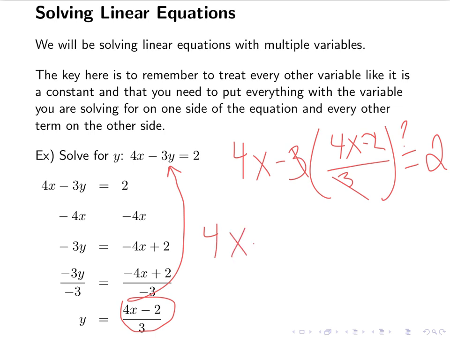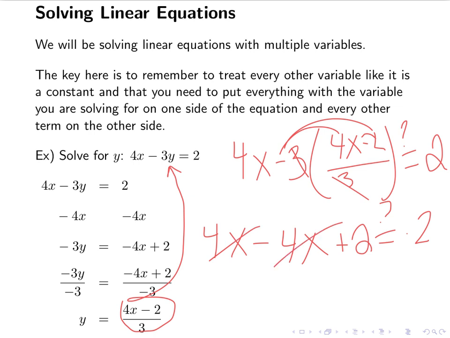So I'm going to have 4x minus (4x minus 2). And then remember that negative sign needs to distribute. So negative 4x and then minus negative 2 becomes plus 2. So again, is that 2? Well, the 4x's cancel, and we're left with 2 equals 2. So you can always check it that way. Okay, let's try another one.